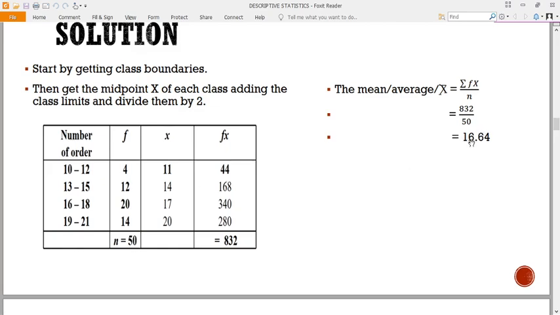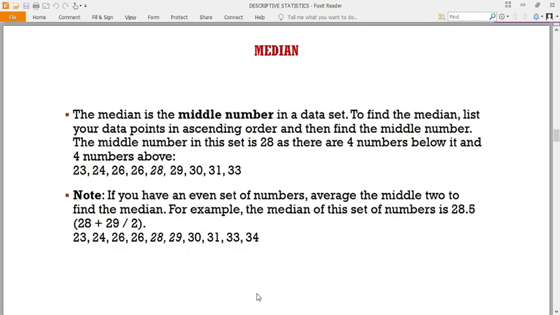So therefore the mean is 16.64. So that is the mean for grouped data. Now we look at the median. The word median comes from the word middle. So now we are interested in getting the middle number in a data set.